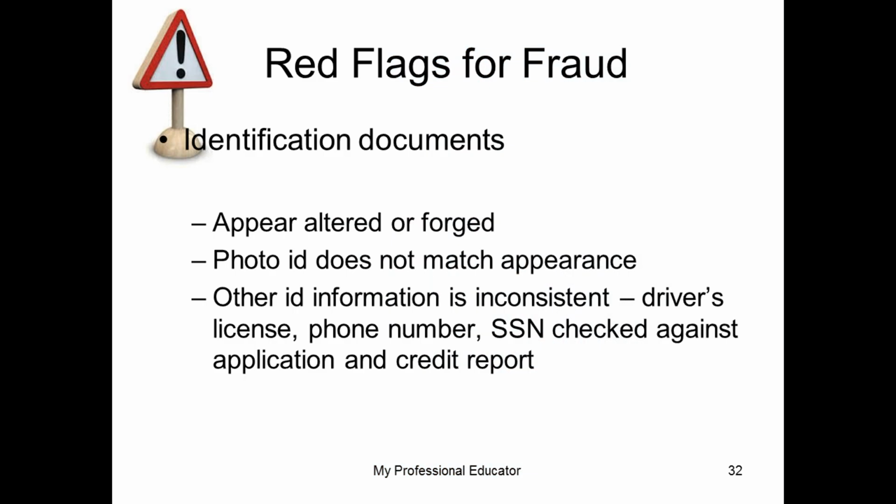If the identification documents given to you seem to be altered or forged, you can tell that sometimes by the lines. Maybe they're a little wavy, or something about the way it's typed doesn't look right. Obviously, if the photo on the ID doesn't look like the person you're dealing with, or any other inconsistencies, as we've talked about before, when you compare it to some of the data on the application or the credit report.